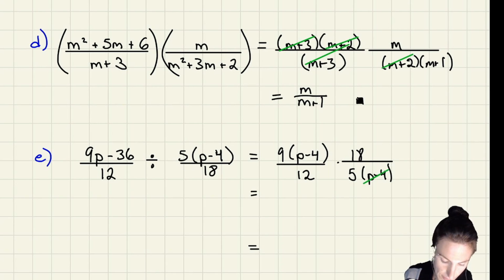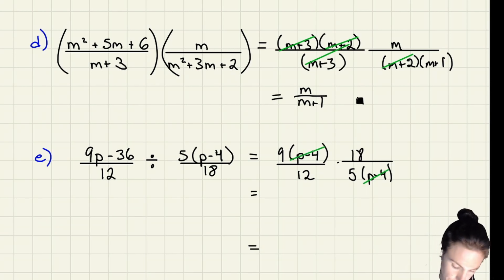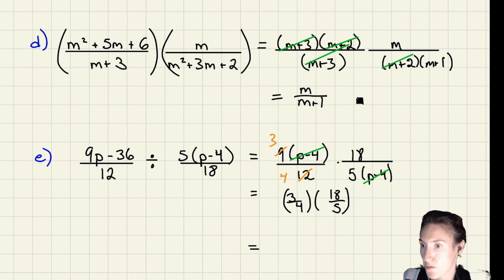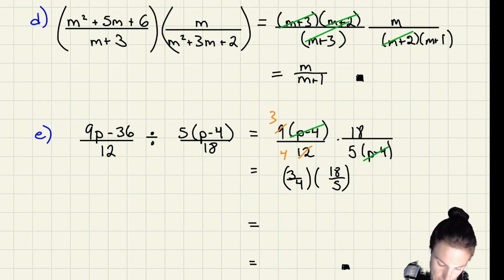Because now everything's being multiplied, I can get rid of the p minus 4. I can get rid of one of the factors of 3 here. So I have 3 over 4. And then I have 18 over 5. We can further simplify this, and we can get 27 over 10, because we can get rid of one of the factors of 2 here.